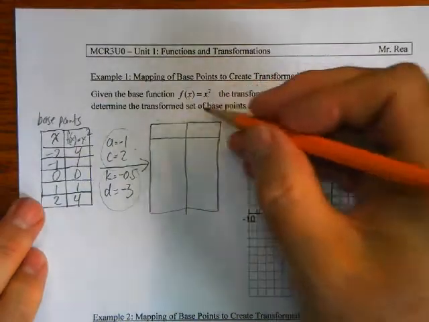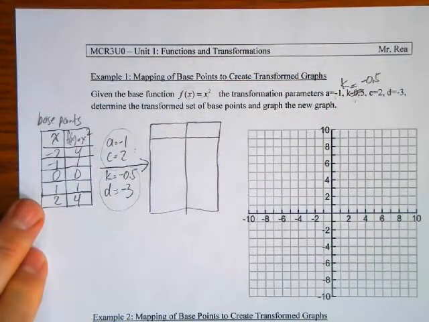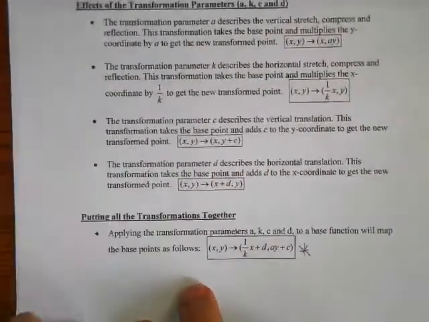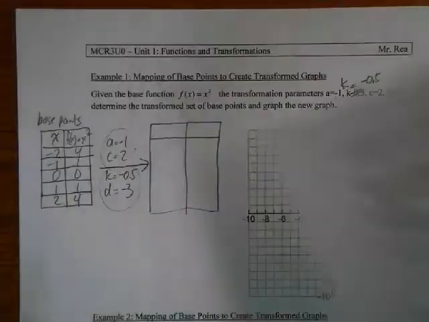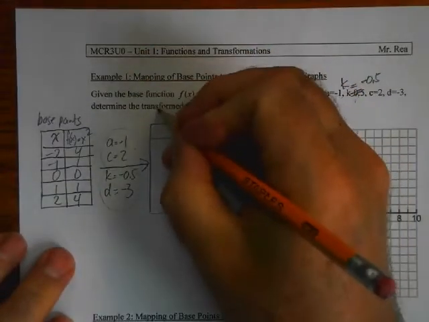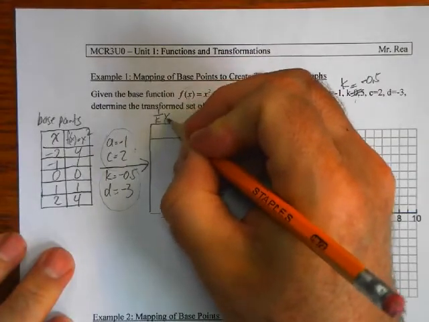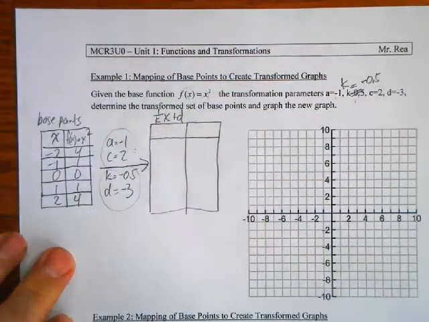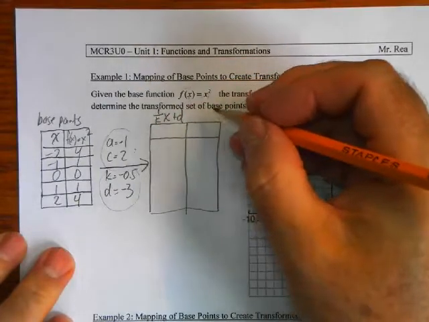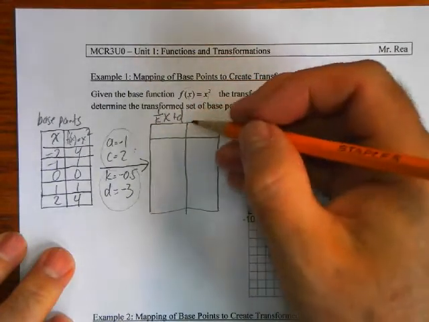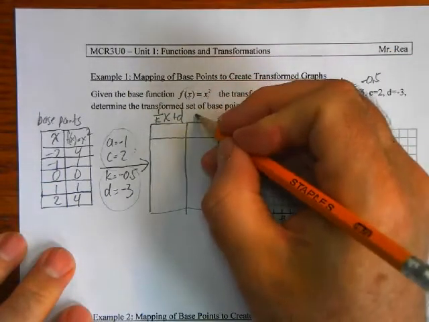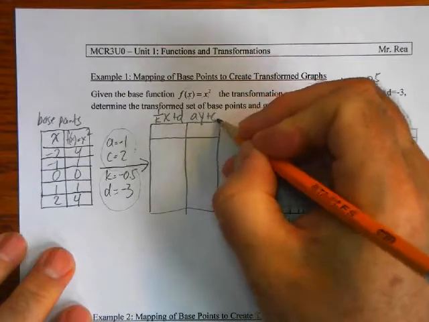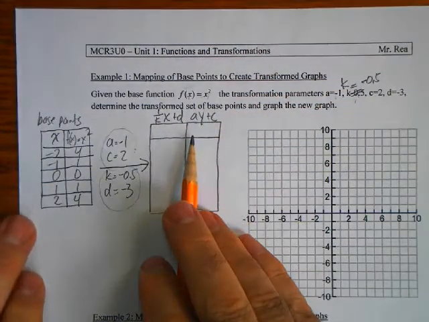Now, here are the formulas. If you remember from the first page, I had this mapping of the base point to the transformed point, so 1 over k times x plus d, and ay plus c. I'm going to put those above here just so I remember what to do. Even if you remember what to do, it's not a bad idea, just so you don't forget something, especially the 1 over k instead of k. And then the new transformed y coordinate will be ay plus c.